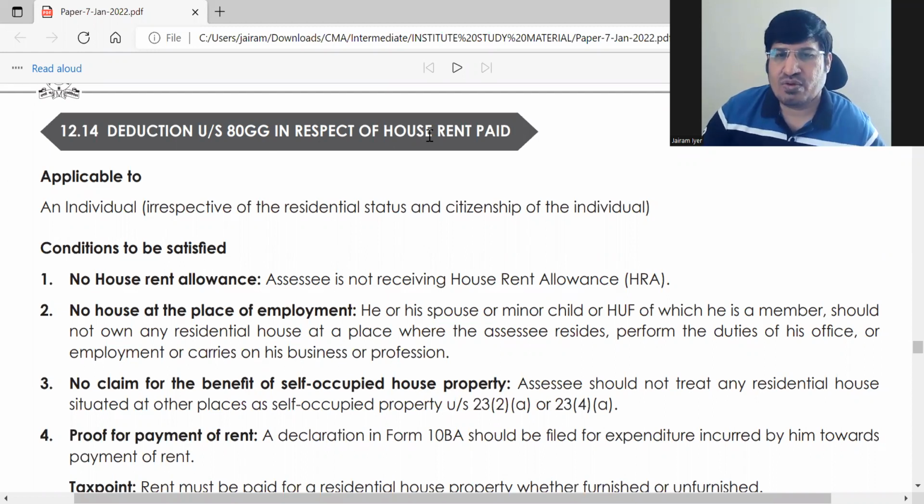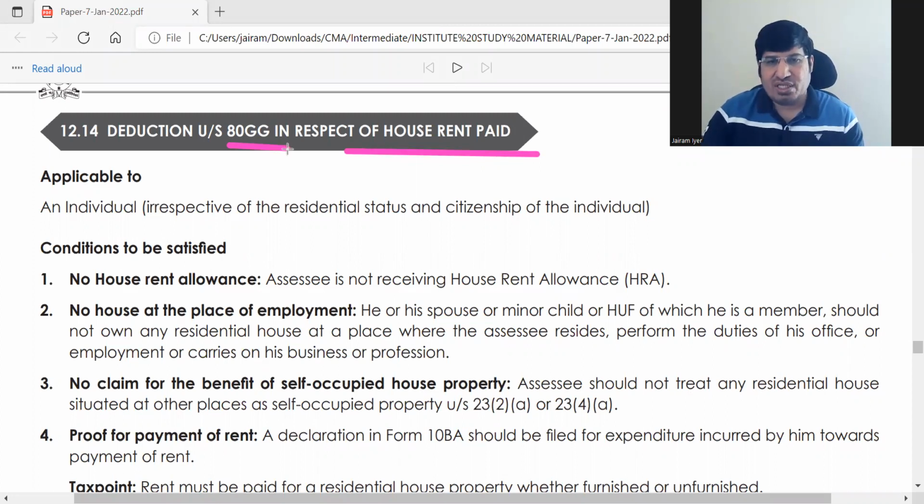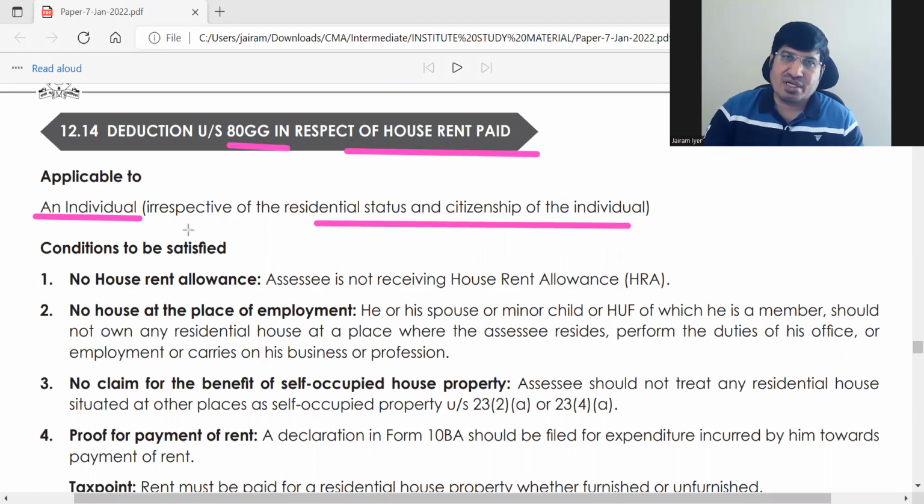Okay, so 80GG is deduction for house rent paid. It is for any individual. Here you can just write any individual, which means you don't have to see residential status, citizenship, anything. So we don't need this sentence. You can just say any individual.